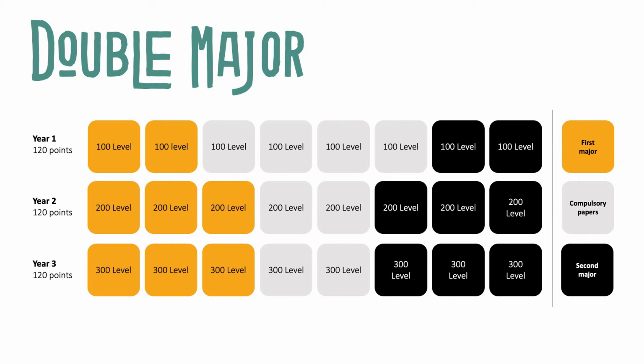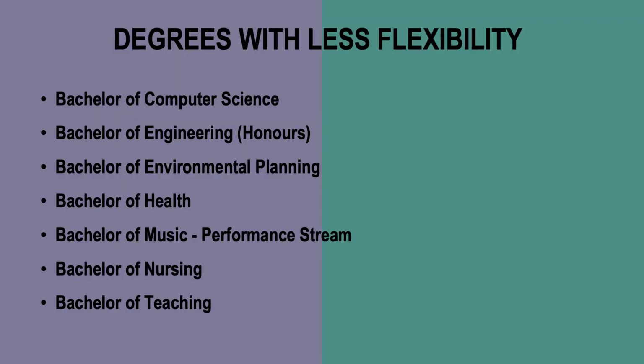It just means that we are more specific with the papers we get you to take as part of your degree to make sure that you end up specialising in the 2 subjects you have chosen. A common example of a degree with a double major that I see is a Bachelor of Health, Sport and Human Performance degree with a major in Human Performance Science and a second major in Psychology.